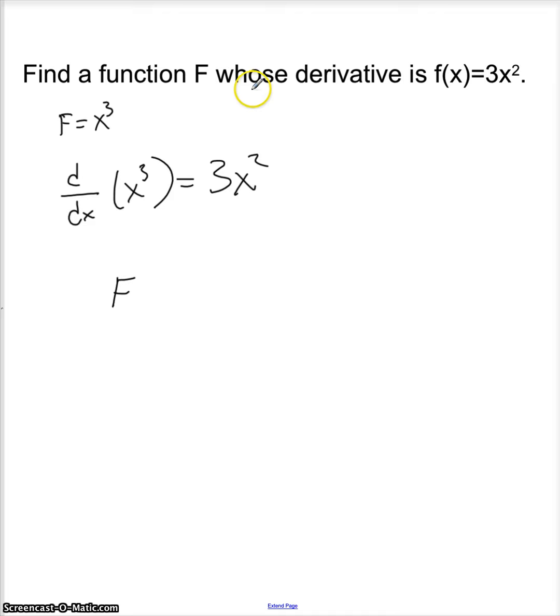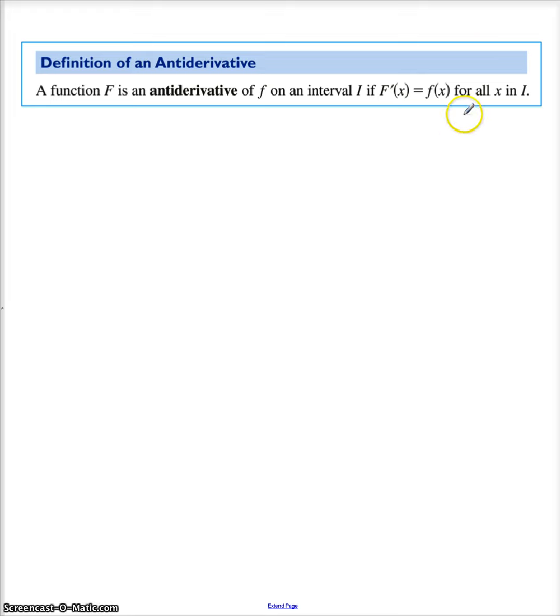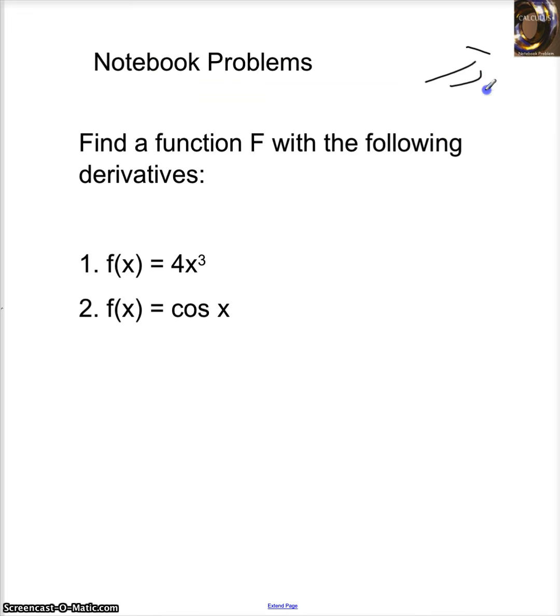if F has a derivative of lowercase f, then F is the antiderivative of lowercase f. All right, this is a definition. I want you to write it down. You never know when definitions are going to pop up. Function big F is an antiderivative if the derivative of F is equal to f of x for all x in your interval. Now, see if you can do these. Come back when you're done because we have quite a bit more to do.